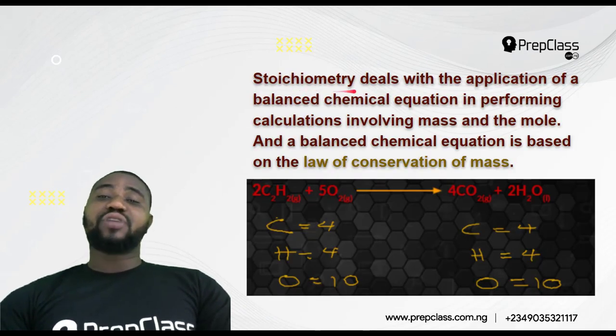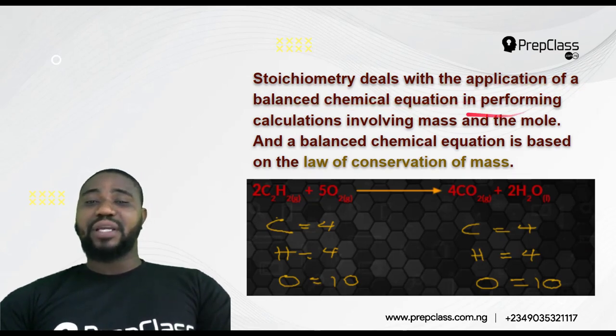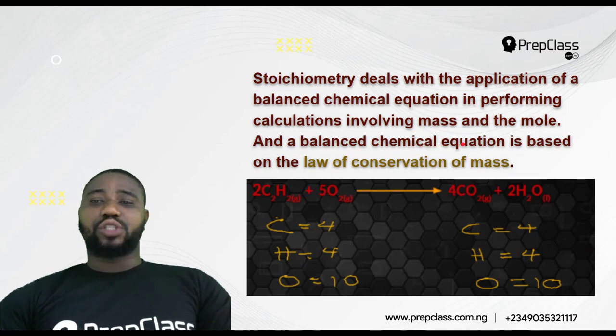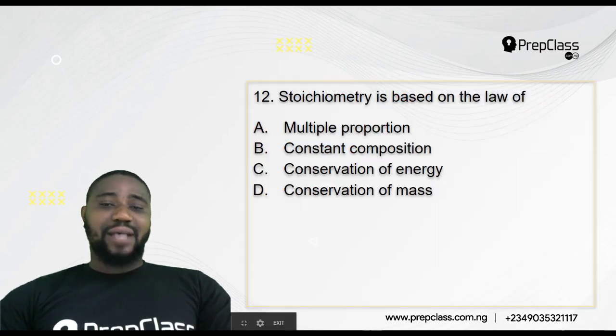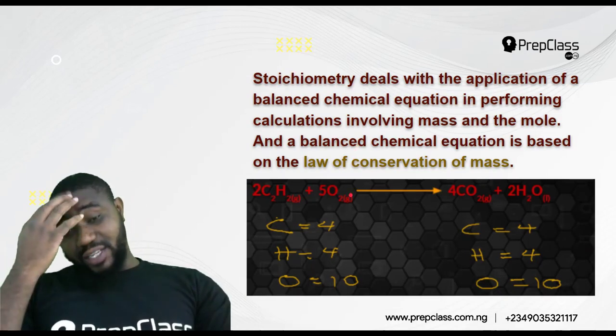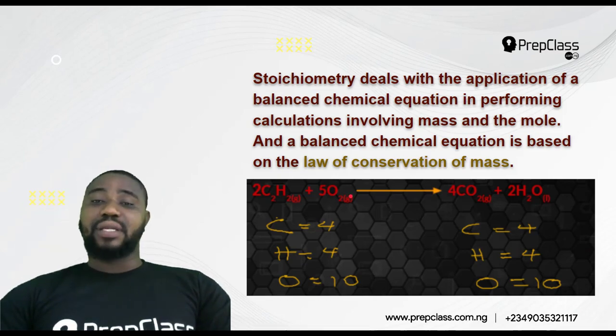Alright, so stoichiometry deals with the application of a balanced chemical equation in performing calculations involving mass and the mole. And a balanced chemical equation is based on the law of conservation of mass. So the aspect of chemistry which solves mass and the mole, which is the mole concept, is under stoichiometry. And in stoichiometry, it is usually required that we use a balanced chemical equation to determine the mass or the mole of a particular substance.